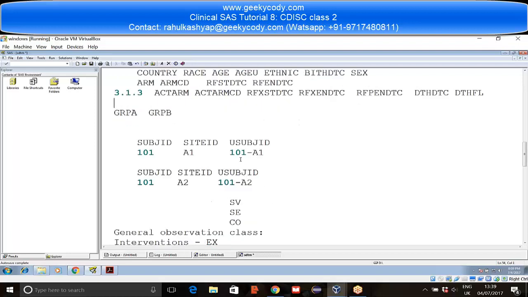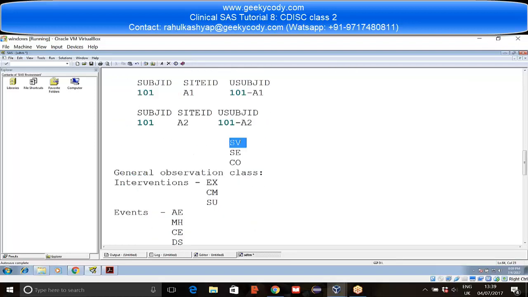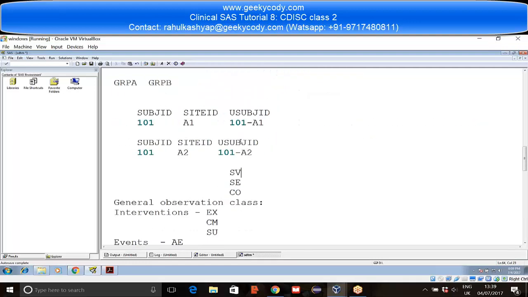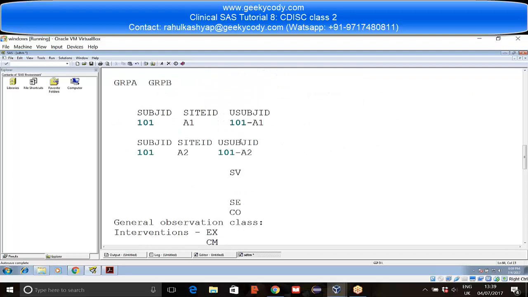Yeah, Priya. Okay, the next one is the SV domain. In the SV domain also, what all variables will we have? SV is nothing but, what is meant by SV?